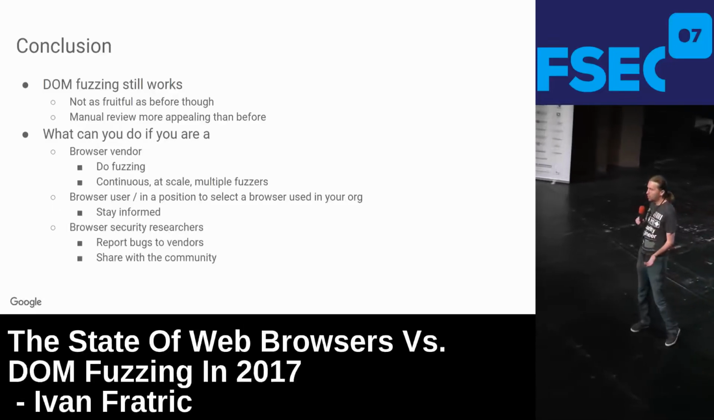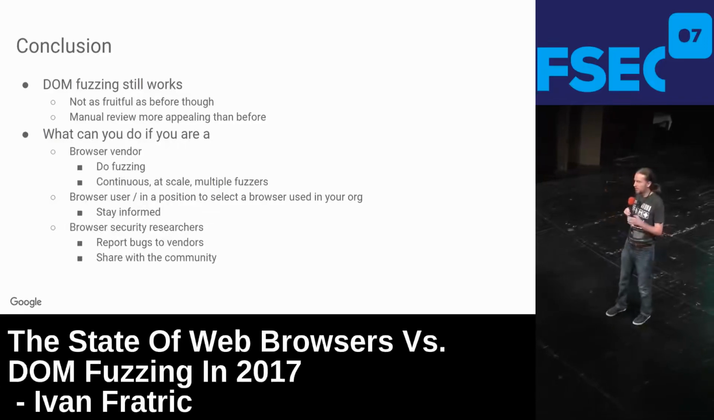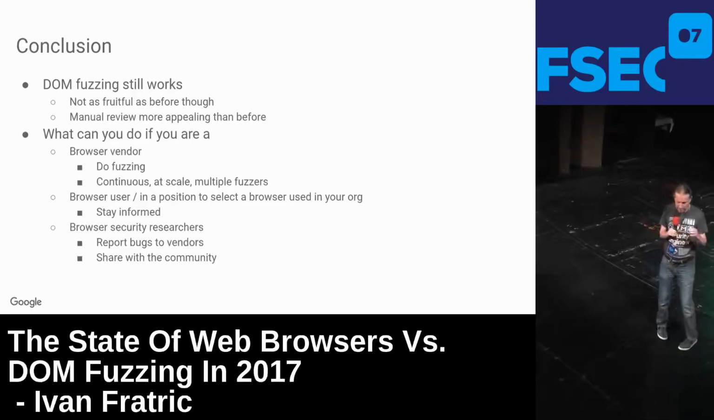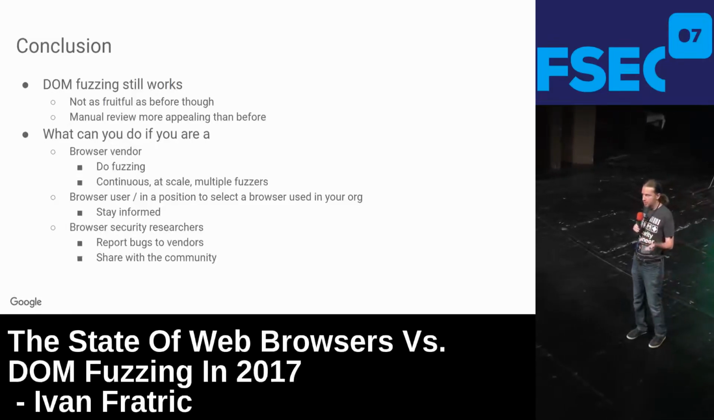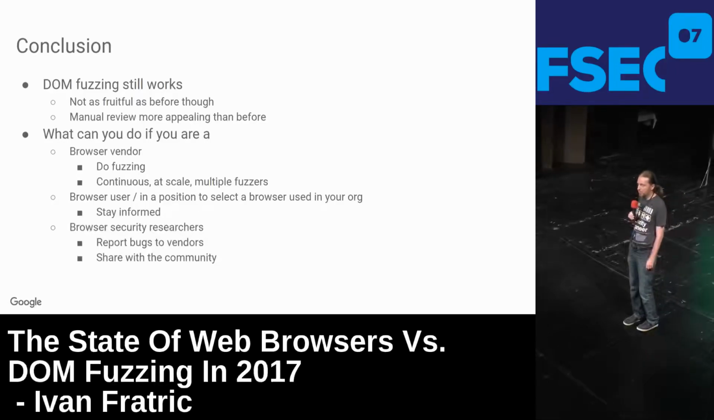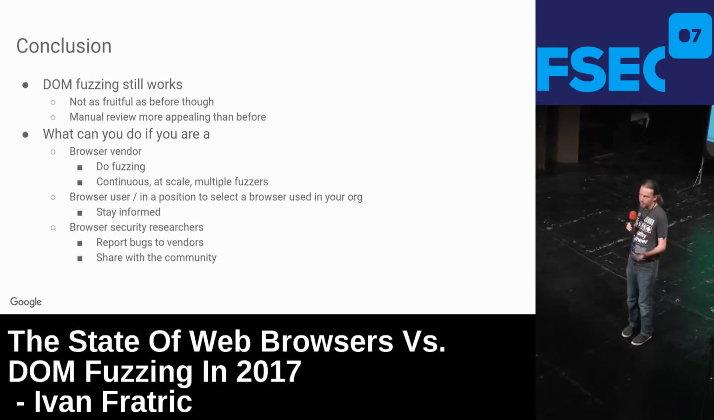If you're a browser user, or if you're in a position to select a browser for your organization, please try to make an informed decision, which I realize is very, very difficult, because there is just not that much objective information out there. And I think this is an area where the security community can do a better job by sharing that kind of information. And of course, if you are a security researcher, you can help by reporting bugs to the vendors. And as I said, my fuzzer is getting open sourced, so feel free to play with it, feel free to modify it. And if you find something that enables you to find more bugs, please report them to the browser vendors.